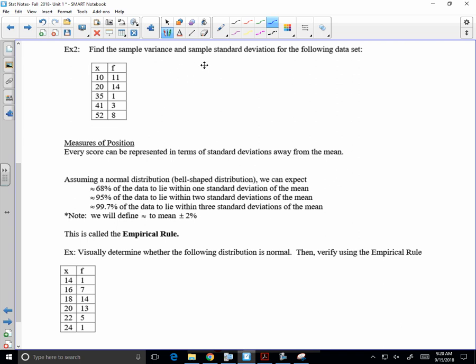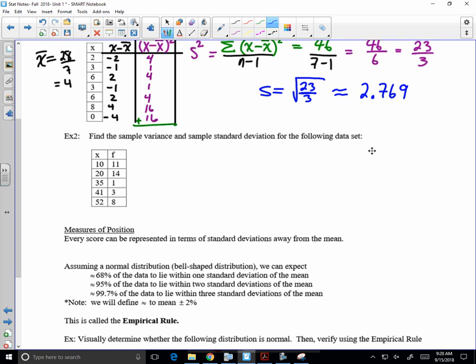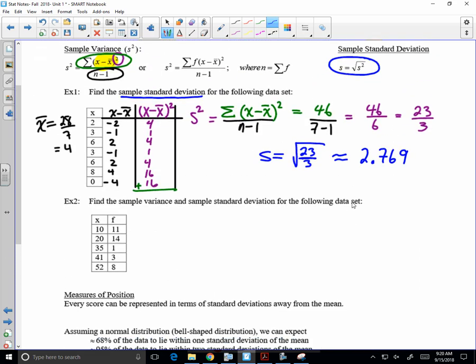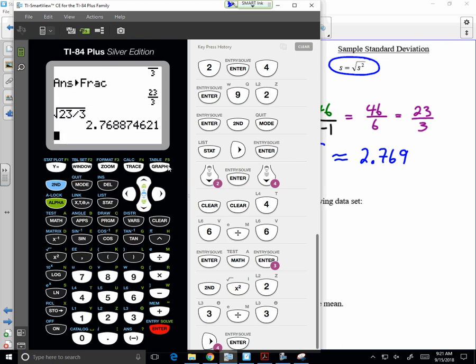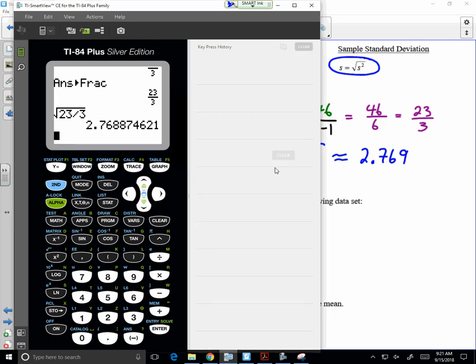So, find the sample variance and sample standard deviation for the following data set. All right, so this is asking for both. Now, you see the formula that we used here is only for a raw set of data. There's another formula if you have a frequency table. That formula has an additional component, which means that the calculations we would be doing by hand would have an additional column. But we're not interested in doing that. We're interested in using our calculator. So, stat, edit.